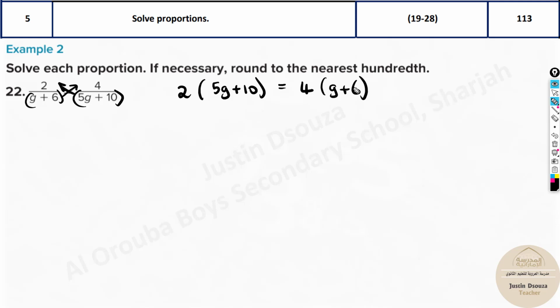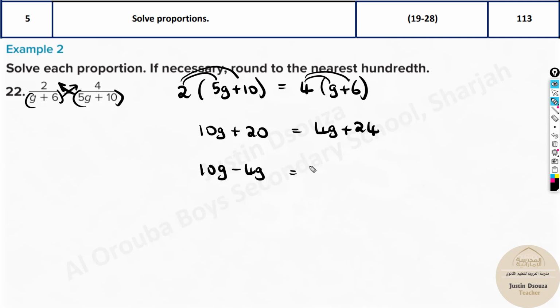Now you have to multiply this inside over here. It'll be 2 times 5 is 10g plus 10 times 2 is 20. That is equal to 4g plus 6 times 4 is 24. This is the simplification using the distributive property. It's not the answer, but what I want to say is, this is how we get this. Now we have done this before. 10g is bigger, leave it over there. 4g is small, take it away to the other side. Minus 4g. Numbers all at one place.